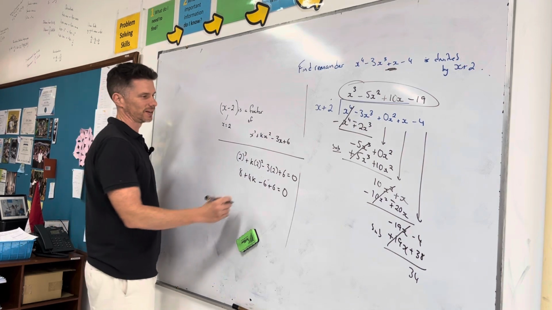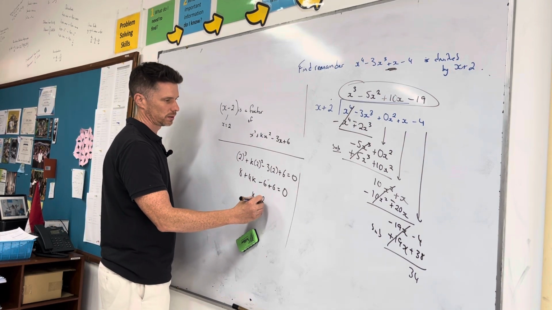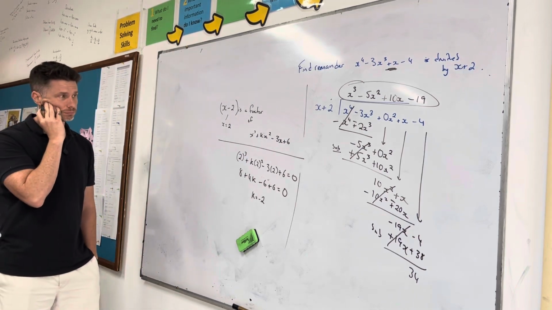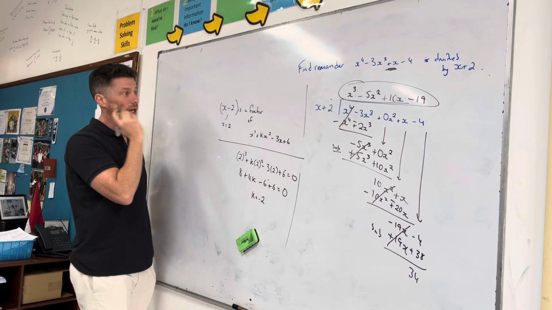Quick maths. Negative 2, yeah. Oh, that is K is negative 2. So much easier than what we did. Okay, so yeah, that's what I'm saying.